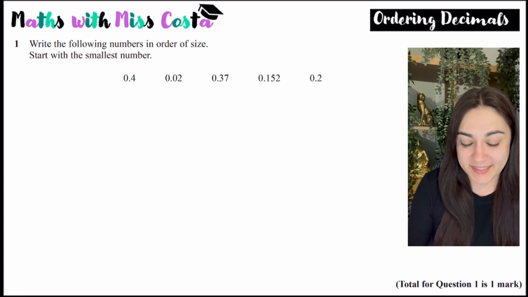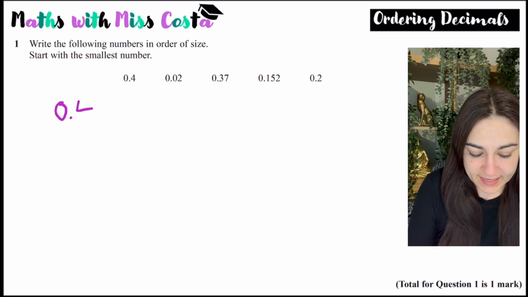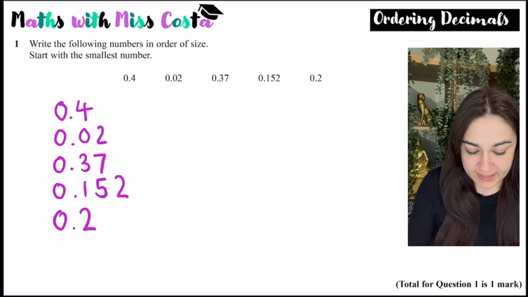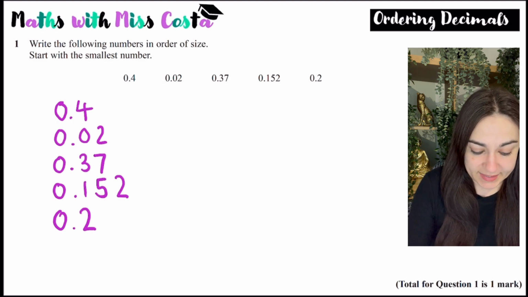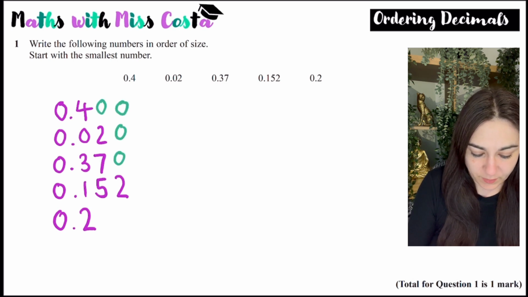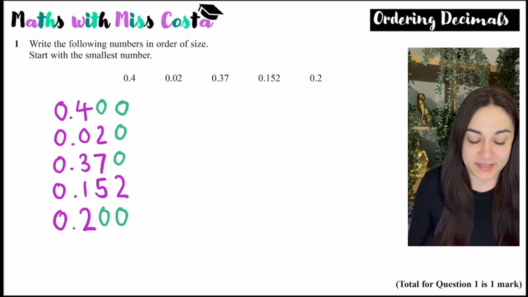And whenever you're ordering decimals, the best thing to do is put them in a list and then fill out any extra information. So I've got 0.4, then I've got 0.02, I've got 0.37, 0.152, and 0.2. Now people always get really confused with place value, so the best thing to do is to write them out like this and then fill out any other place value digits with zeros. That way you can just compare them a little bit better.